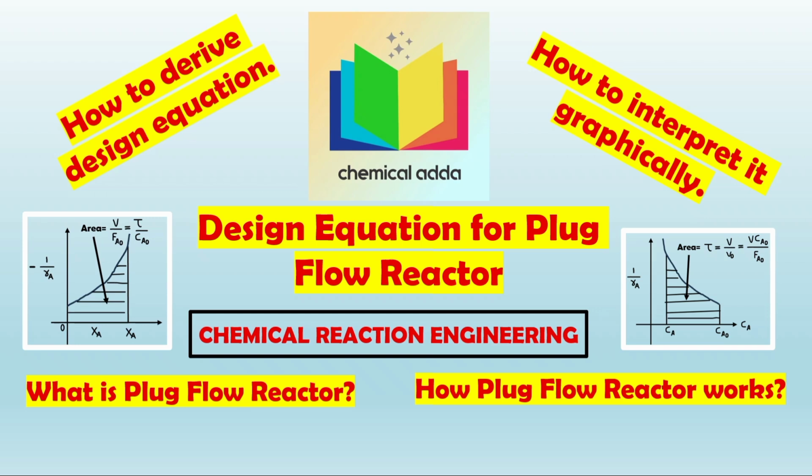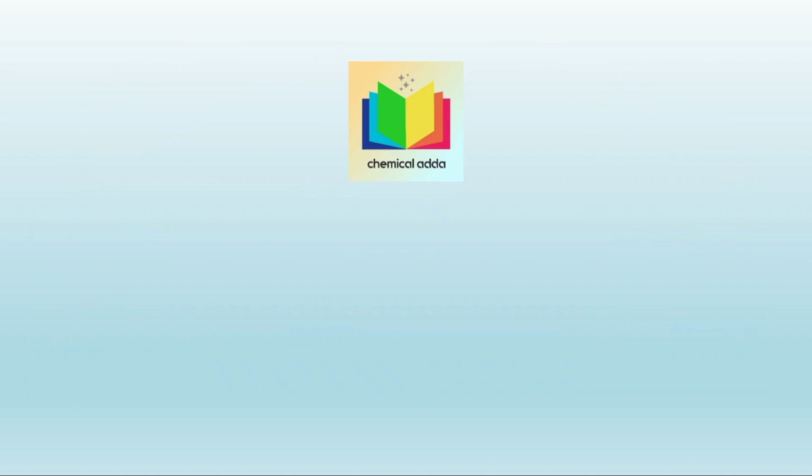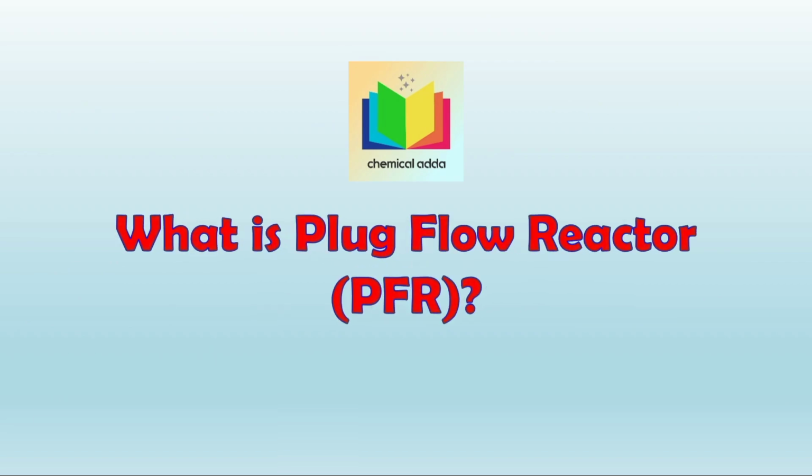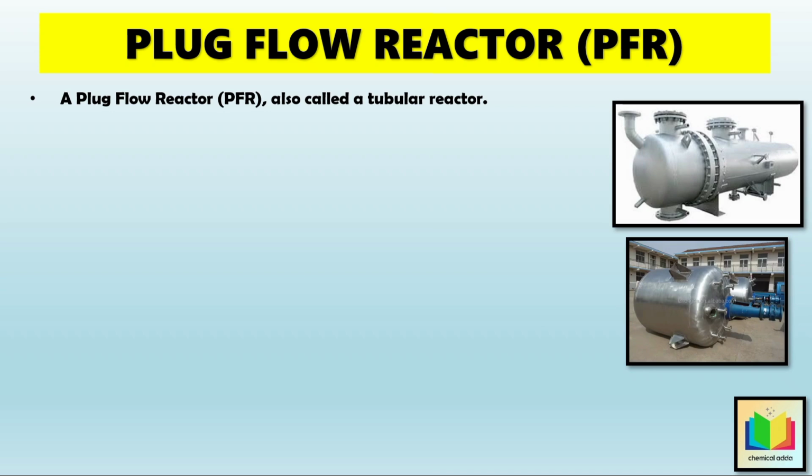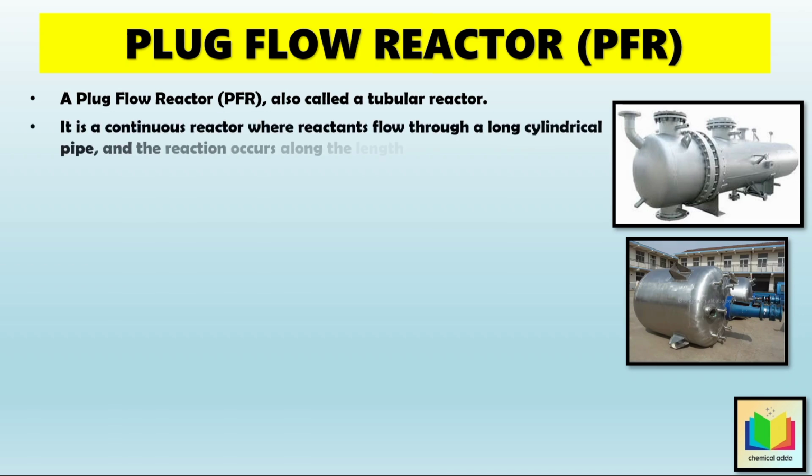But before we start deriving the equation, let's first understand what is a plug flow reactor. So a plug flow reactor, also called a tubular reactor, is one of the types of reactors commonly used in industry, in addition to the CSTR and batch reactors. It is also a type of continuous reactor, where reactants flow through a cylindrical pipe and reaction occurs as the fluid moves along the length.